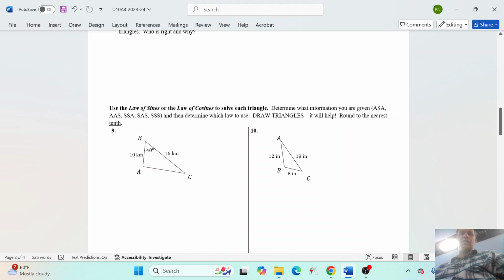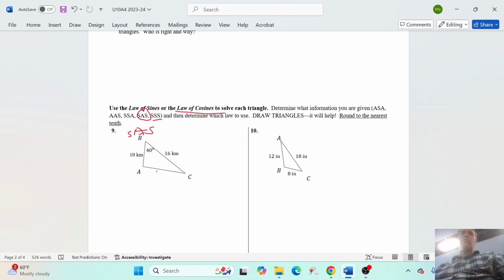Okay, let's see. So this is side, angle, side. We have a side, we have an angle, side, angle, side. So that is going to be the law of cosines. Either side, side, side, or side, angle, side is the law of cosines. So they want you to draw triangles to help on this, and solve the whole triangle.